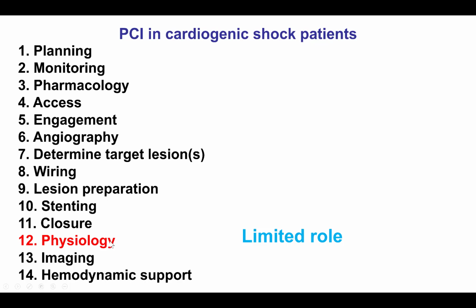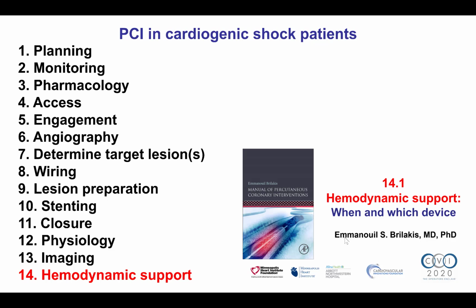When it comes to coronary physiology, that has very limited role in patients with cardiogenic shock because the hemodynamics are altered and the left ventricular pressures are often quite high, making the calculations of the FFR and the resting hemodynamic indices not accurate. Imaging, however, can often be used to optimize the result of PCI in those patients and also reduce the administration of contrast.